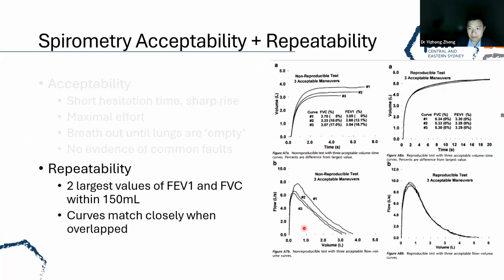In terms of repeatability, you need to have at least 2 acceptable blows with FEV1 and FVC in close proximity to each other, so within 150 mils. If you look at the examples, on the left, 2 graphs, you have the volume time curve and the flow volume curve. You can see, although all the maneuvers are acceptable, so 3 acceptable maneuvers, they did not pass the reproducibility or repeatability criteria. Whereas on the right, you have 3 acceptable maneuvers with repeatability. You can see the overlap on the volume time curve.